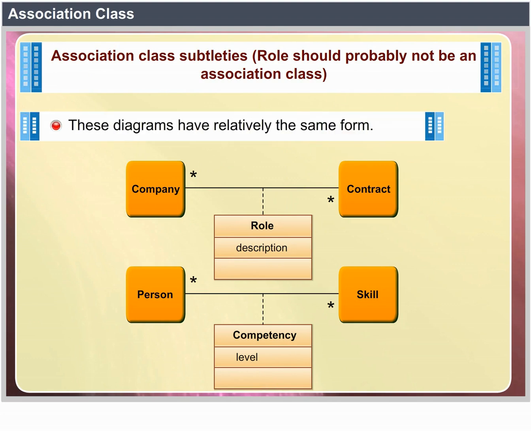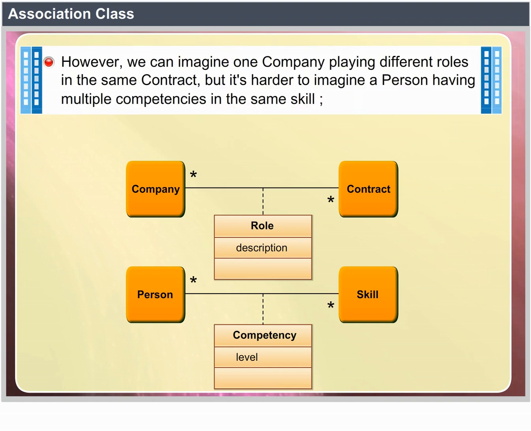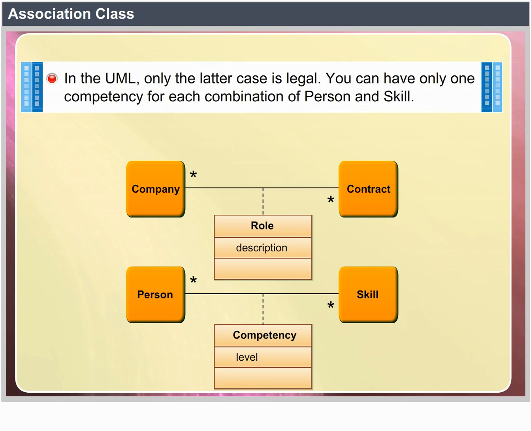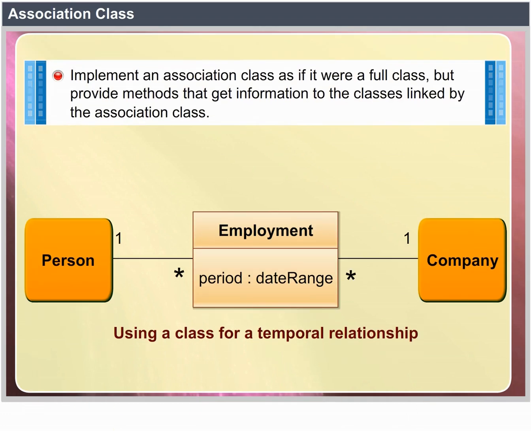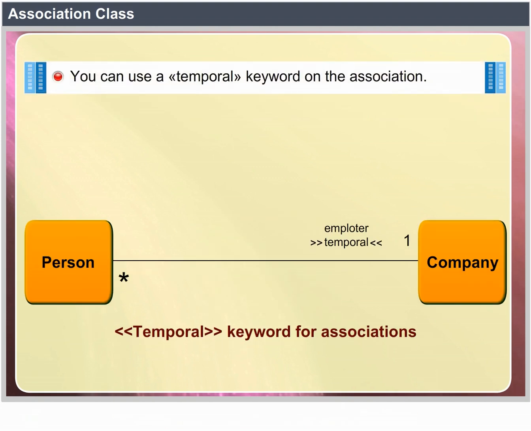These diagrams have relatively the same form. However, we can imagine one company playing different roles in the same contract. But it's harder to imagine a person having multiple competencies in the same skill. In the UML, only the latter case is legal. You can have only one competency for each combination of person and skill. Implement an association class as if it were a full class, but provide methods that get information to the classes linked by the association class. You can use a temporal keyword on the association.